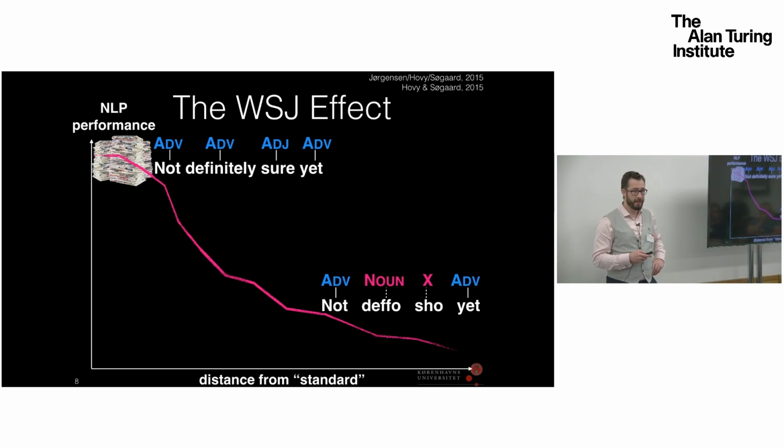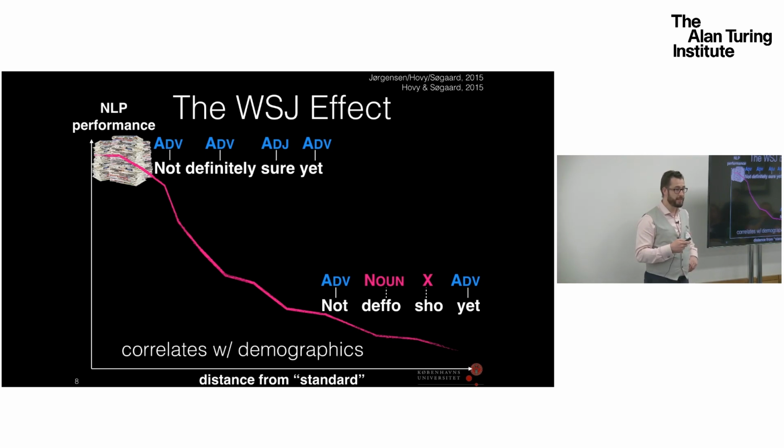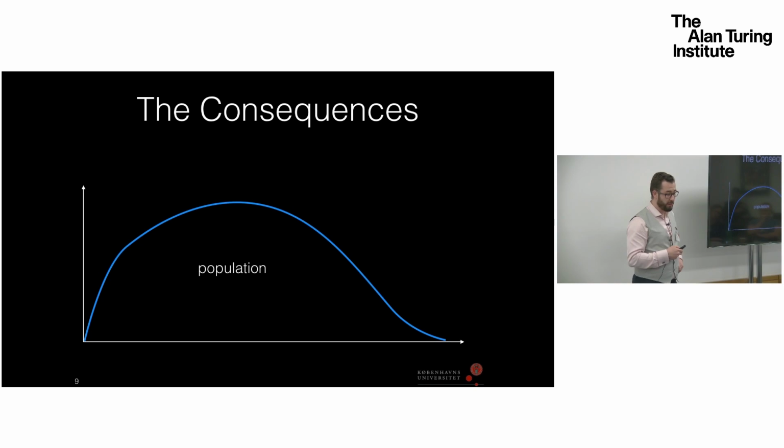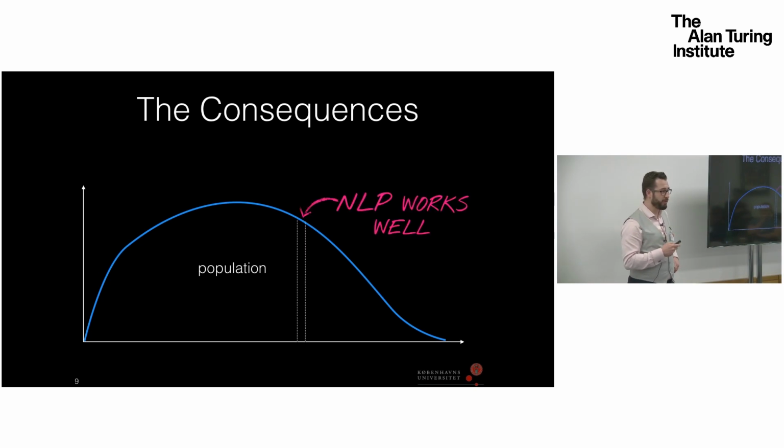And, well, that's kind of academically vexing and a little bit of a problem, but we've seen that this distance from the standard actually correlates strongly with demographics. And that has some consequences, namely that if we look at the population as a whole in all its glory, NLP only works well for a very, very small slice of the population. And by the way, it looks pretty much like me. Middle-aged, white, male, highly educated, speaks sort of American English. If you are not within that group, then, well, you know, caveats apply.